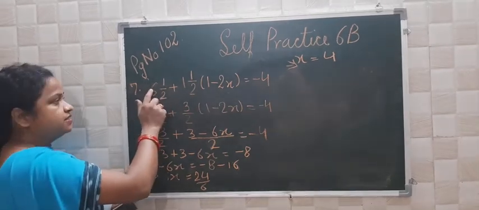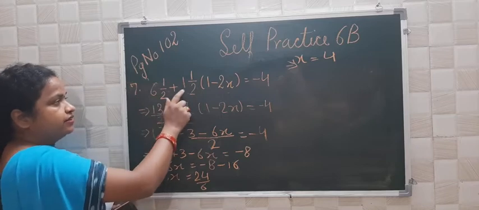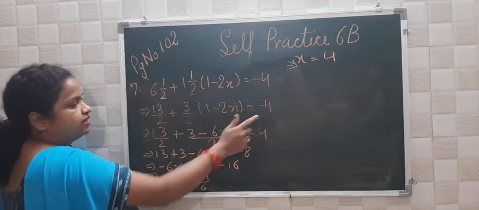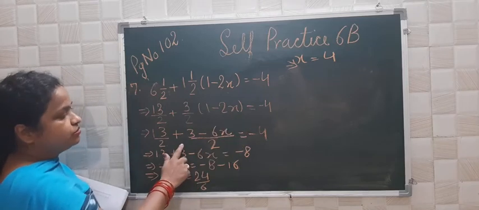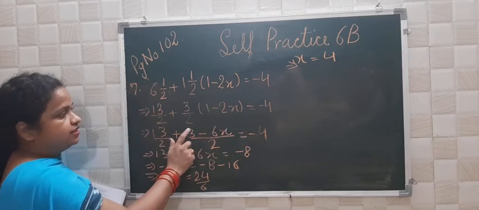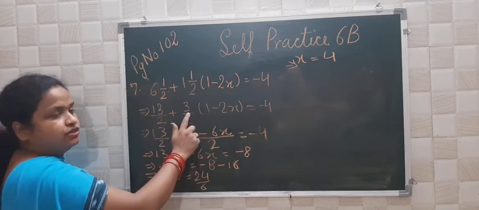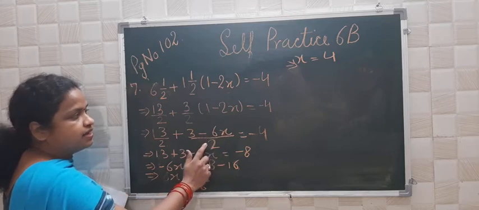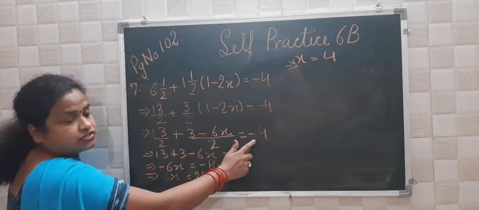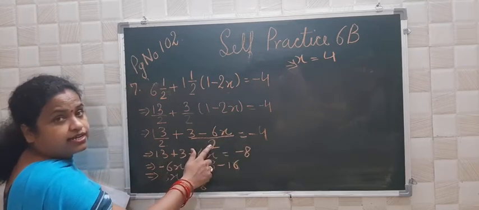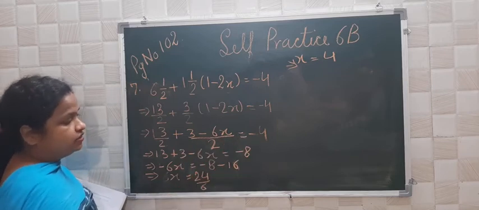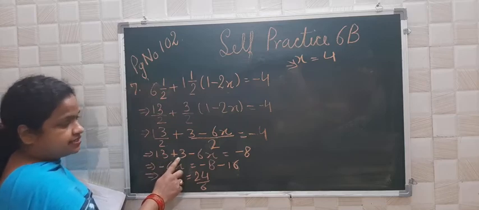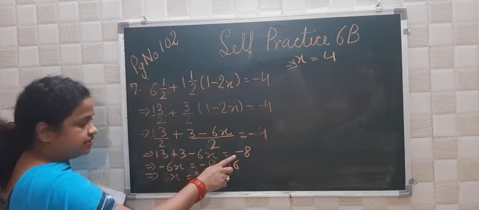Now see once more. 6 1 by 2 means 6 2s are 12, 13 by 2, 2 1s are 2 plus 1, 3 by 2, and 1 minus 2x is equal to minus 4. Now you will take 13 by 2 and this you will multiply inside the bracket. The 3 1s are 3 and 3 2s are 6. 3 minus 6x upon 2 is equal to minus 4. Now this 2 both are same, so I am multiplying on the right hand side. So minus 4 into 2 minus 8. So 13 plus 3 16 minus 6x is equal to minus 8.